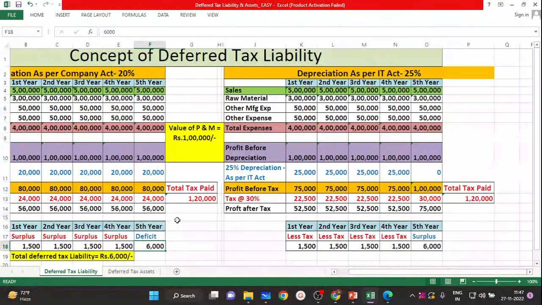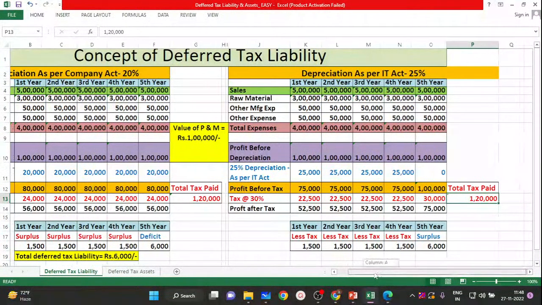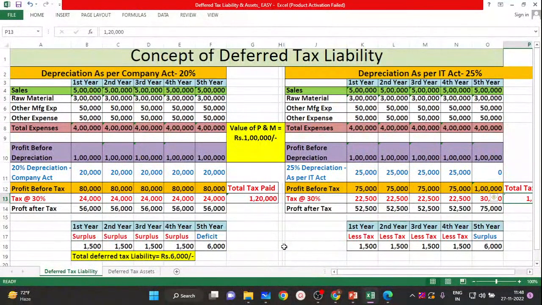So if you see, this 1,20,000 rupees the company has paid as per Company Act, and 1,20,000 the company has paid as per IT Act. So this is how the concept of deferred tax liability occurs. For the deferred tax assets, friends, I will discuss later, when we discuss the component of assets in the balance sheet. Okay. So hope that you have understood. If you have any doubt related to the deferred tax liability, you can raise the query in the chat box for further elaboration.